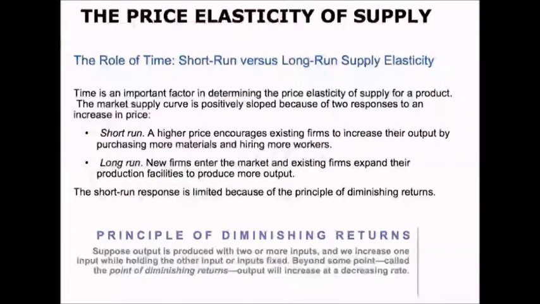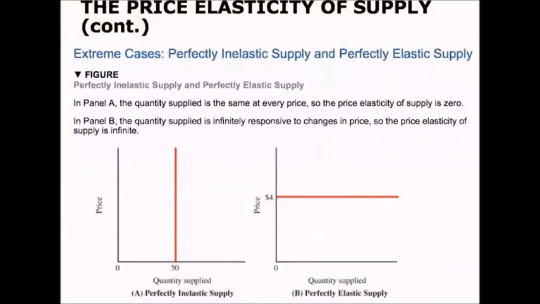So in the short run, we're going to have an increase in output. In the long run, we're going to have an even more significant increase in output because not only are the existing firms going to increase how much they produce, but new firms are going to enter the market. So the short-run response might be limited, while the long-run response will be larger. So the long-run supply elasticity is going to be more elastic than the short-run supply elasticity.